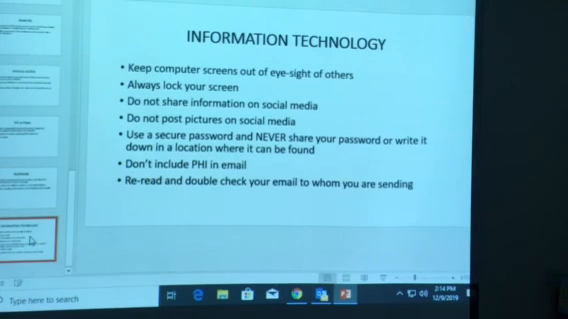Information technology. Keep computer screens out of eyesight of others. Always lock your screen. Do not share information on social media. Do not post pictures on social media. Use a secure password and never share your password or write it down in a location where it can be found. Don't include PHI in email. Reread and double check your email and to whom you are sending.